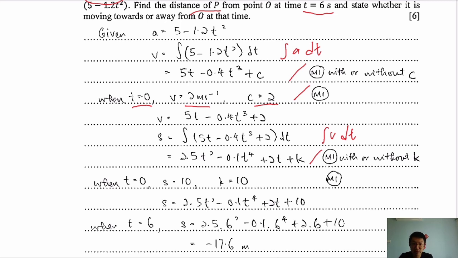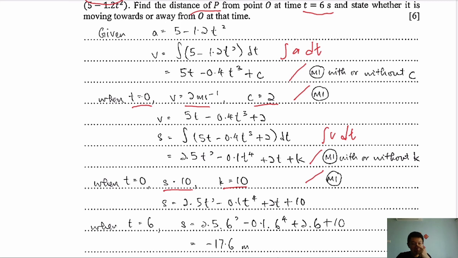And the next mark is only given when we actually find out the correct value for the constant in this case. For this constant, we use k instead of the c, just trying to use a different constant to not confuse ourselves. We know that when t is equal to 0, the s is equal to 10. This is what we have checked or seen earlier. So our k here is 10. Getting this correct value of the constant, we get 10, and we get a mark from there.